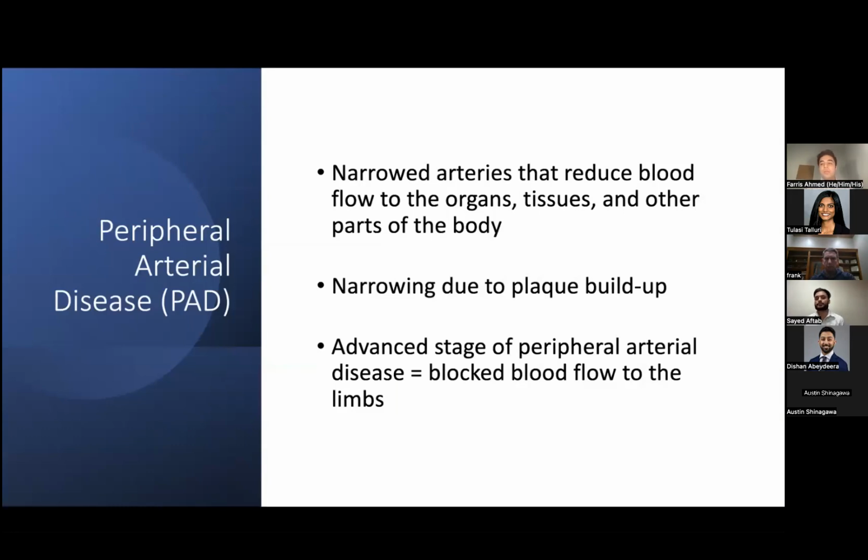I'll start off by talking about peripheral arterial disease. This is the big umbrella term that's used in interventional radiology and in vascular surgery for claudication that occurs in the lower extremities. This is due to narrowing of the arteries, which reduces blood flow to organs and tissues. So blockage of arteries in the lower extremities would cause ischemia and necrosis, particularly in the feet and toes, obviously, because those are the most distal regions. This blockage is due to some sort of plaque buildup, like a cholesterol buildup, and we'll talk more about that in a bit.